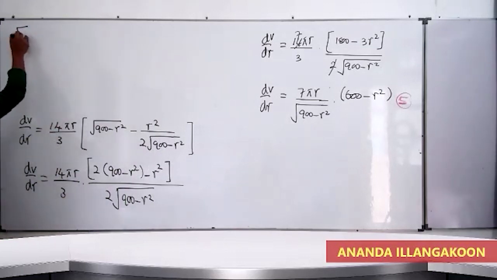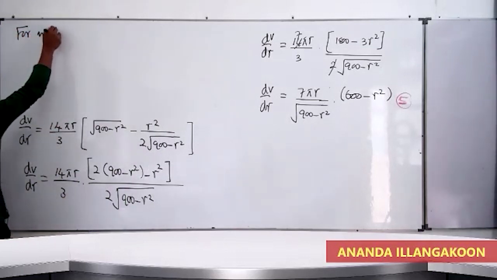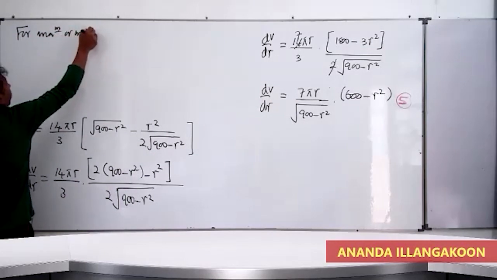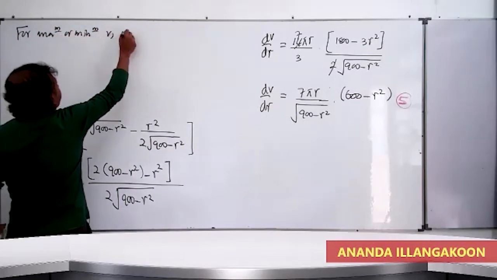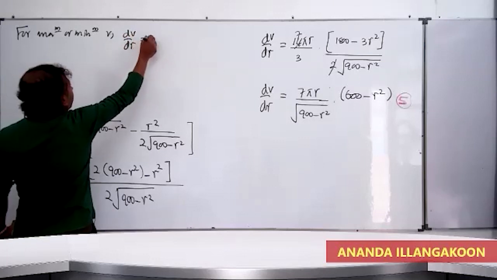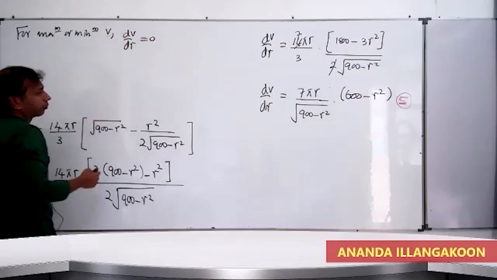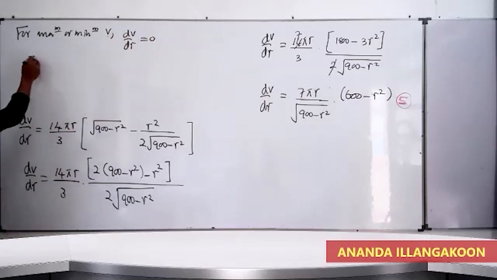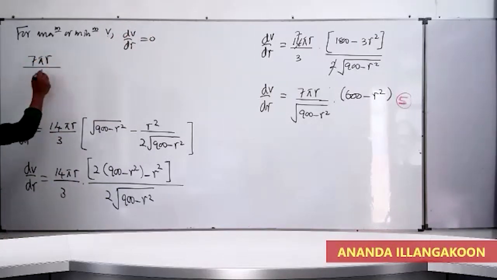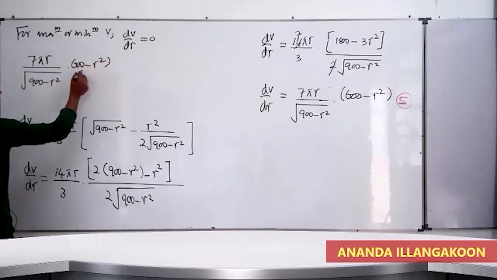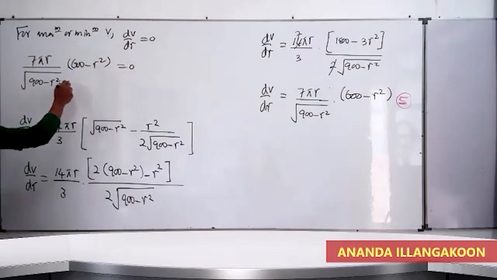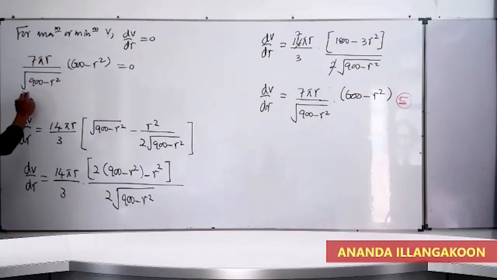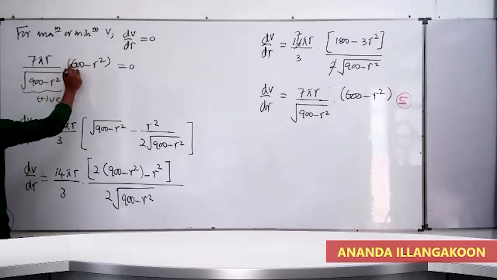For maximum or minimum v, dv by dr equals 0. We get 7 pi r times this should be 0. This r cannot be 0. This is obviously positive. Then for the left hand side to be 0, this must be 0.